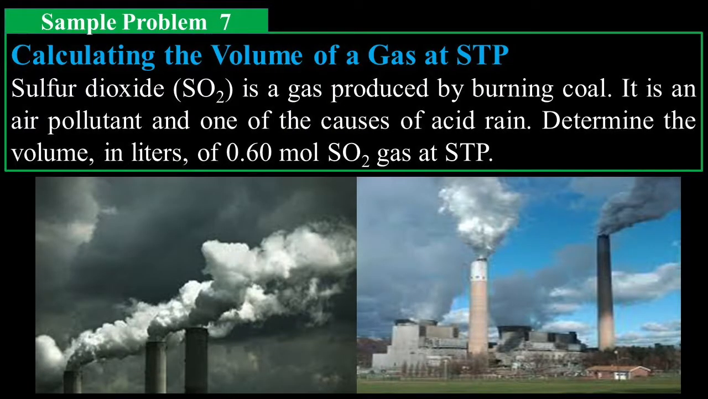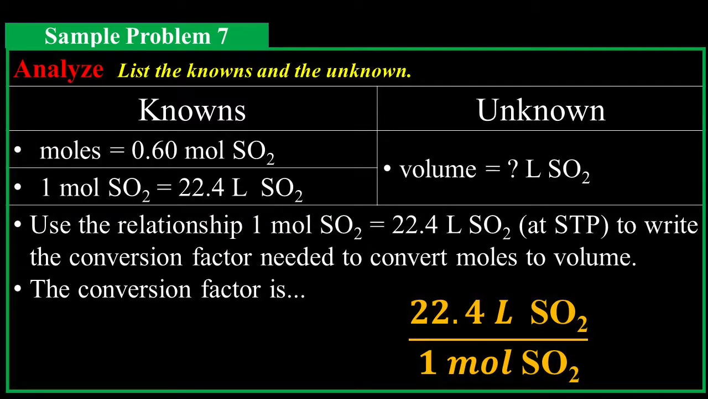Sulfur dioxide is a gas produced by burning coal. It is an air pollutant and one of the causes of acid rain. Determine the volume in liters of 0.6 moles sulfur dioxide at STP. And what is shown here are smokestacks. I don't know what these smokestacks are from, but one of the gases could be sulfur dioxide. It's also a greenhouse gas and also one of the gases responsible for acid rain.